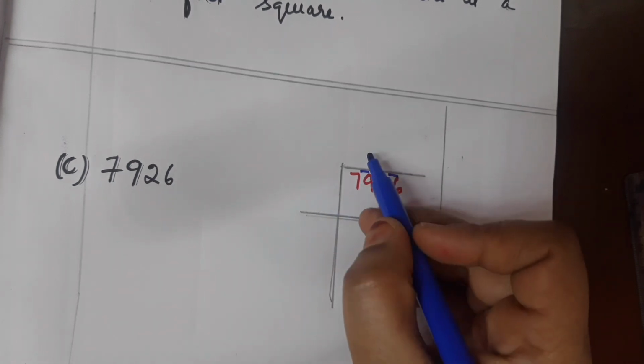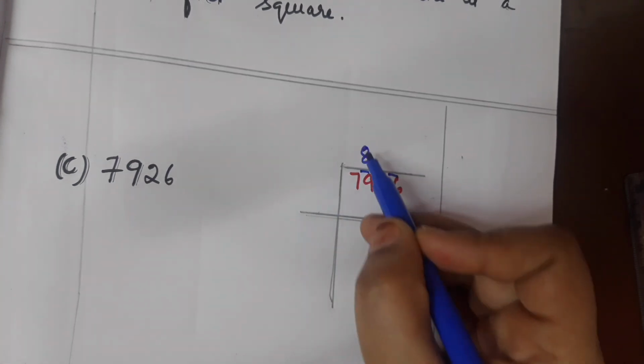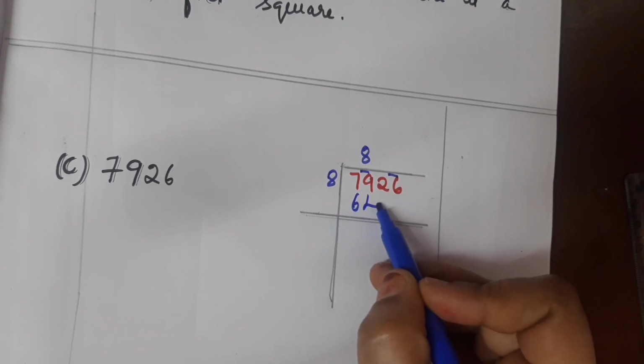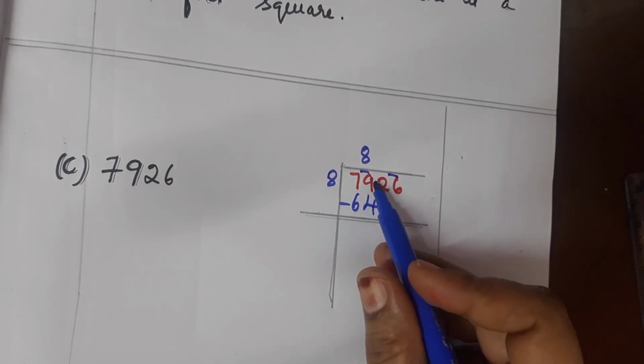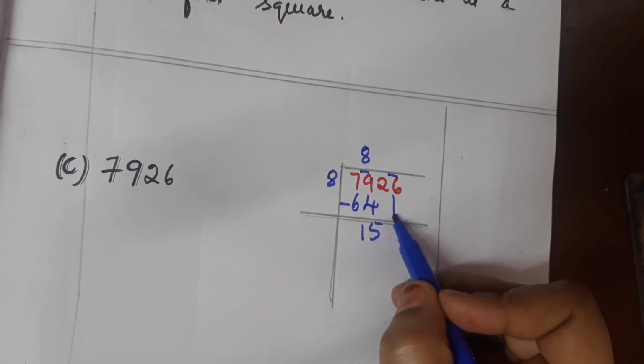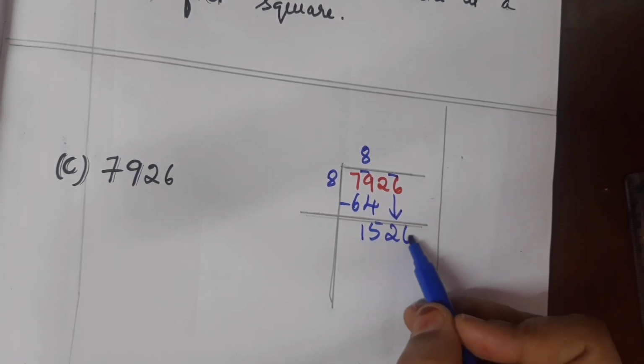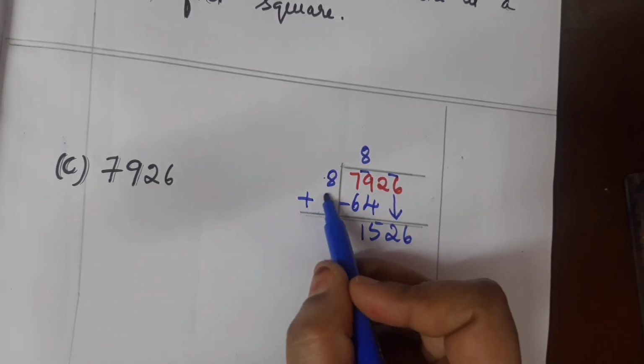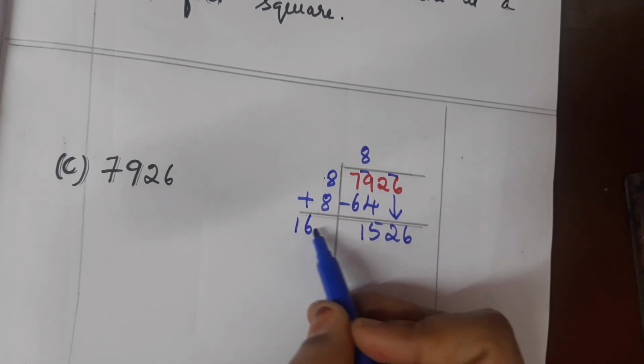81 we can't take. So we have to take 8 8 is 64 and here minus. 79 minus 64 is 15, and bring down the next pair 26. Same number add: 8 plus 8 is 16.